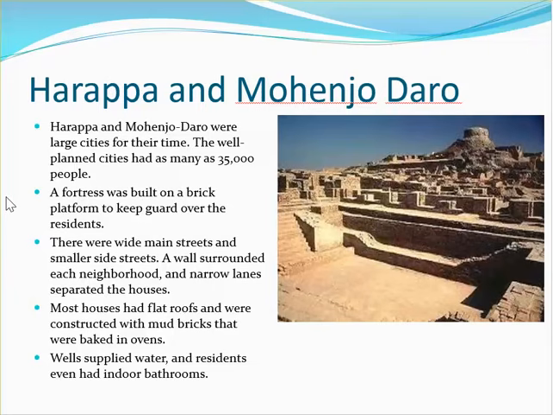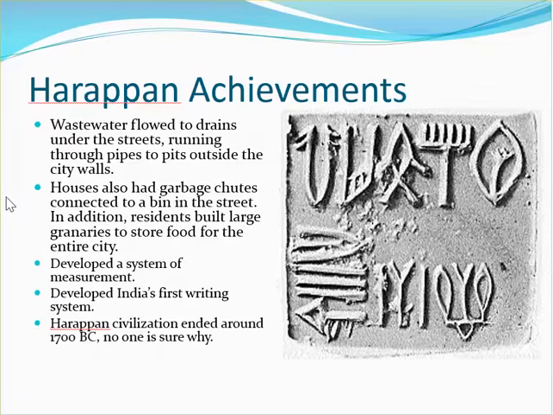Most houses had flat roofs and were constructed with mud bricks that were baked in ovens. Wells supplied water. Residents even had indoor bathrooms. So, not too bad a place to live. Indoor bathrooms, that's a step up for sure. Some of the achievements they had: wastewater that flowed to the drains under the streets, running through pipes to pits outside the city walls. Houses also had garbage chutes connected to bins in the street.